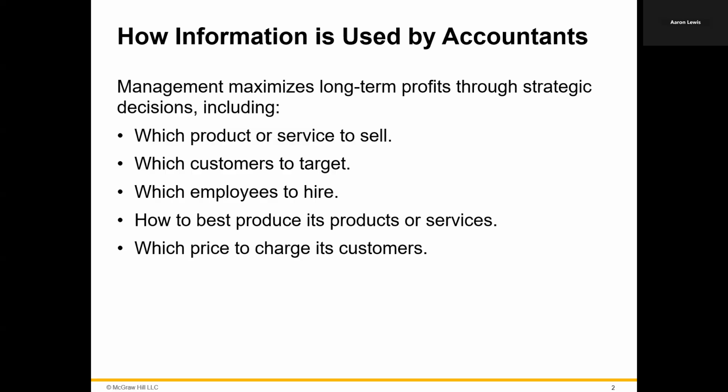Which customers to target? Some products are very tailored, custom made for a specific demographic. Well, you're going to need information about the profitability of each product, as well as information about the general public that you plan to sell to, who is most likely to buy your product and at what price. Which employees to hire? How effective do you think your employees are going to be at producing output, at making products or providing services, and what are they going to cost you? Information that you would need.